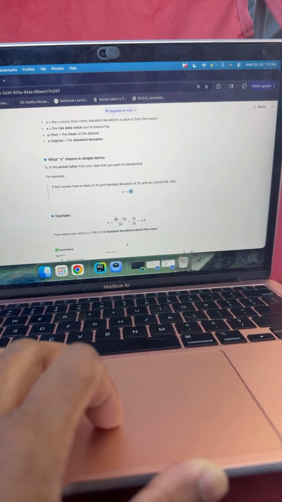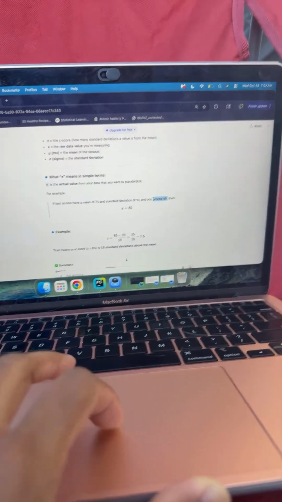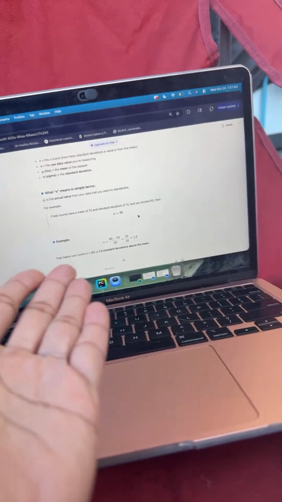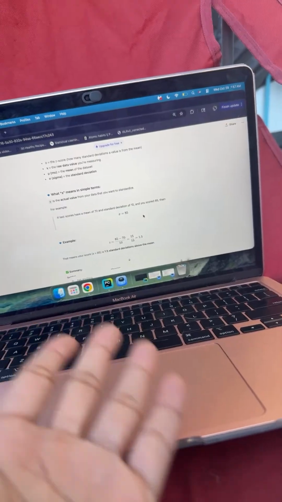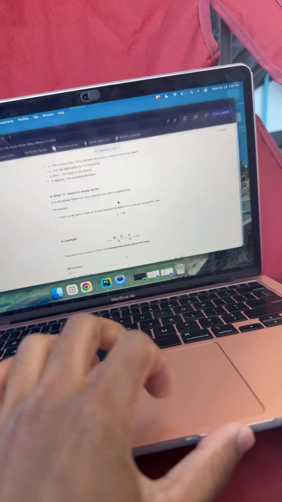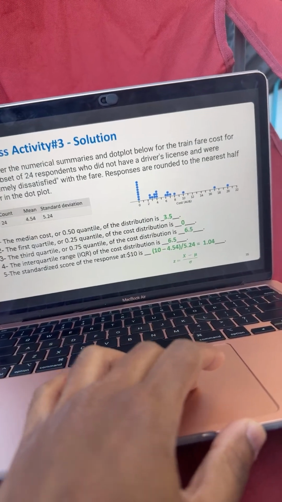Then the z-score, 85. So this is your score. You just take that from the data set, right? And then you subtract the mean and divide by the standard deviation. So you get 15 over 10, and that's how you get 1.5. But I don't understand how you're supposed to know. Oh, okay, so this is how you're supposed to know.